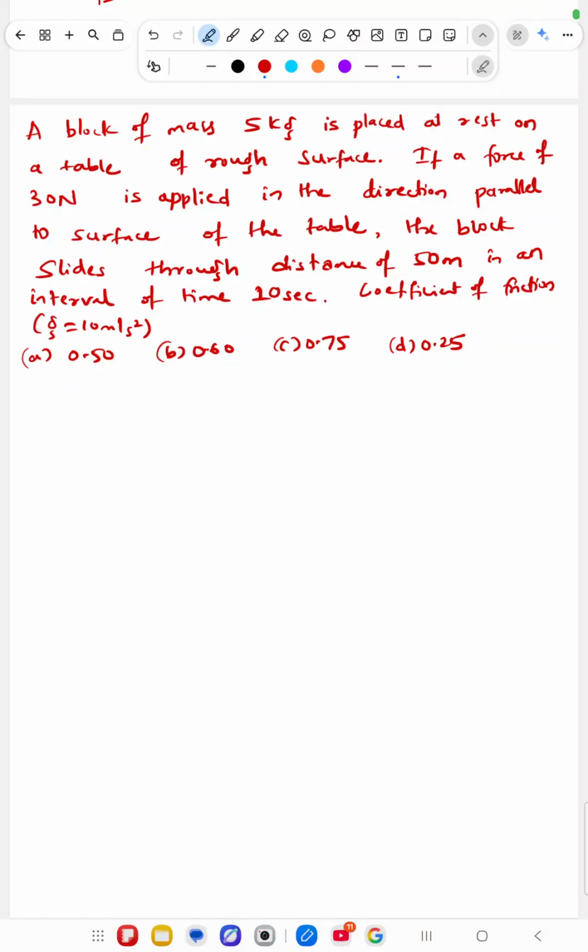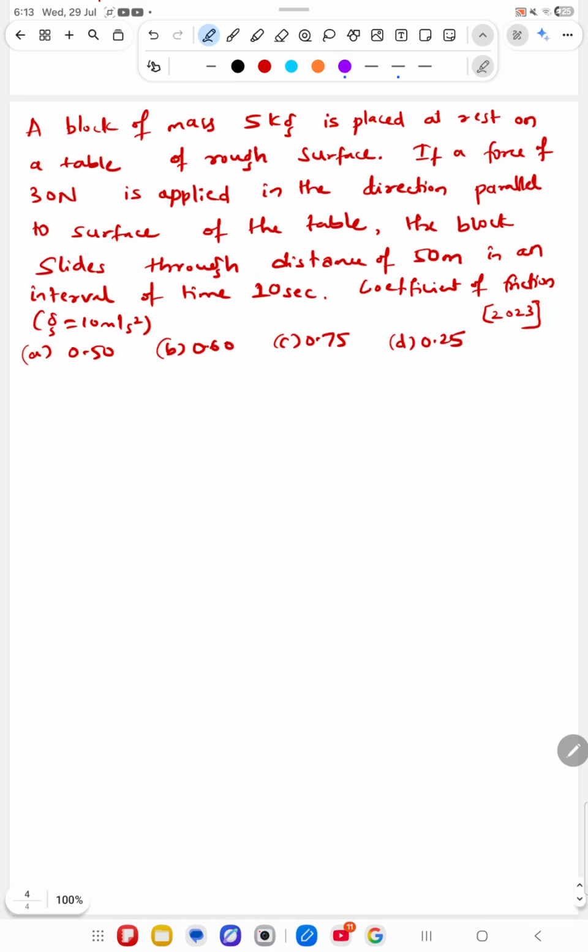Good morning, students. This is a JEE question which was asked in the year 2023. The problem statement is: a block of mass 5 kg is placed at rest on a table with a rough surface. If a force of 30 Newton is applied in the direction parallel to the surface of the table, the block slides through a distance of 50 meter in an interval of time 10 seconds, and they have asked us to find the coefficient of friction.